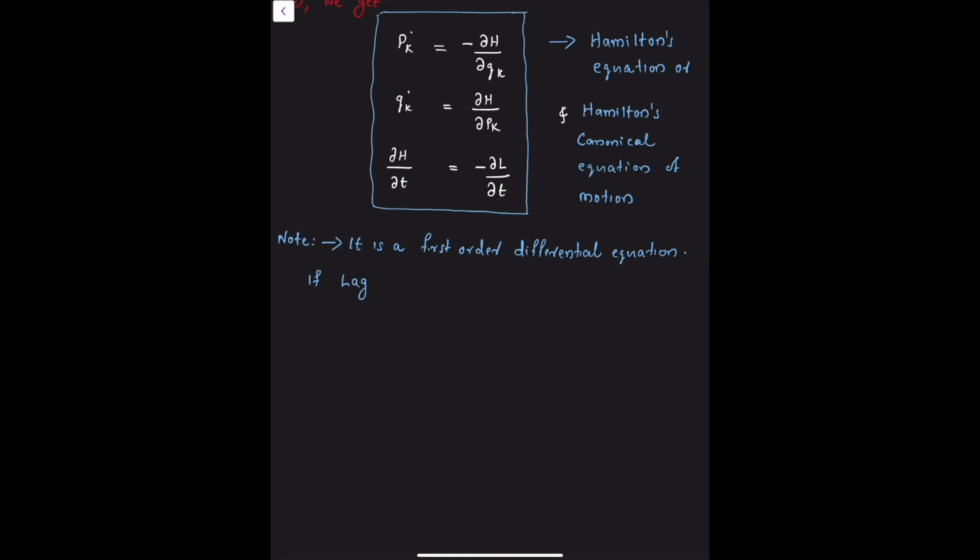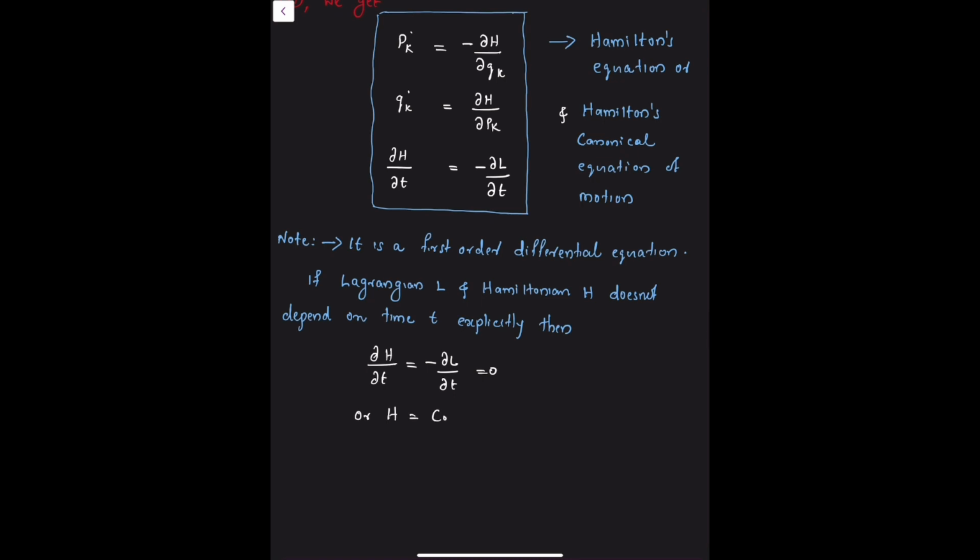Now consider the case, suppose the Lagrangian does not contain time explicitly, or the Hamiltonian does not contain time explicitly. Then what about the third equation? ∂H/∂t becomes 0, and ∂L/∂t also becomes 0. That is, if the Lagrangian L and Hamiltonian H do not depend upon time t explicitly, then ∂H/∂t is equal to 0, which is equal to minus ∂L/∂t, which is equal to 0. Or we can simply say that the Hamiltonian is constant.